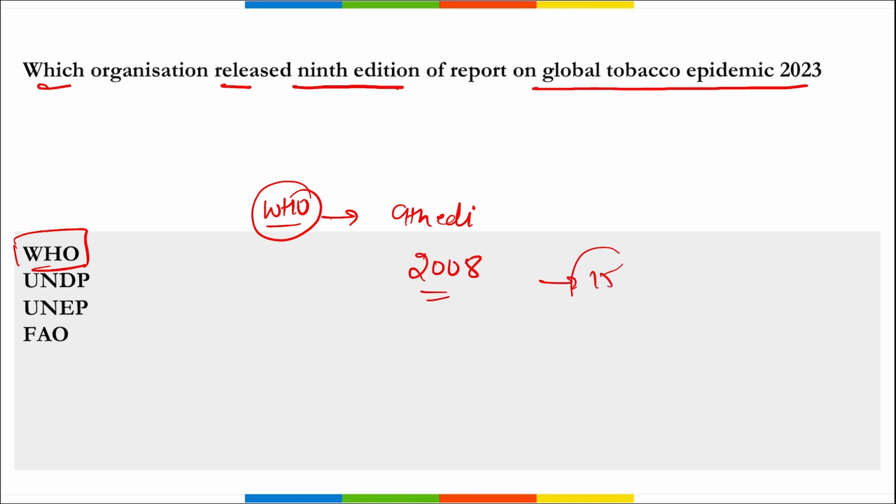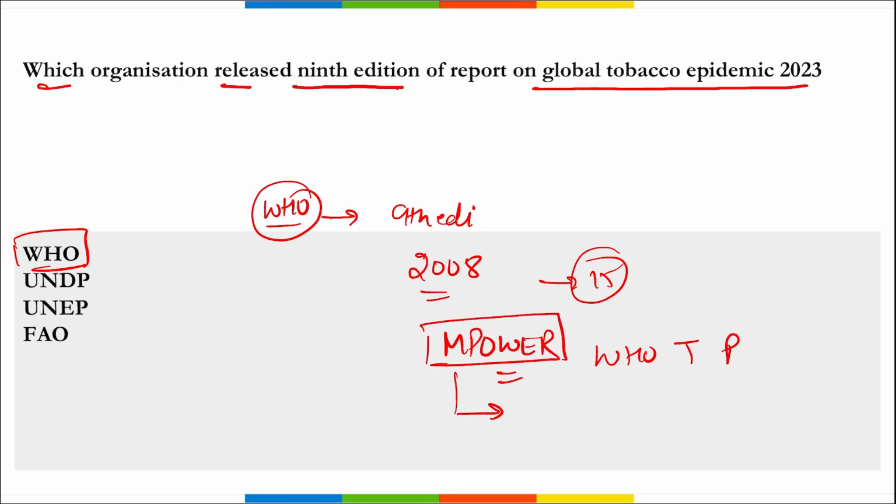And remember, the report tracks the progress made by the countries in tobacco control since 2008, and it marks the 15 years since the introduction of Empower, WHO's technical package, which is designed to help countries to implement the reduction measures of WHO's framework convention on tobacco control, right? So this Empower was launched, and this was a framework that helps the countries to reduce the use of tobacco in their country.